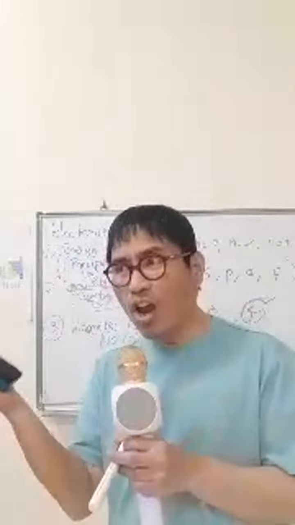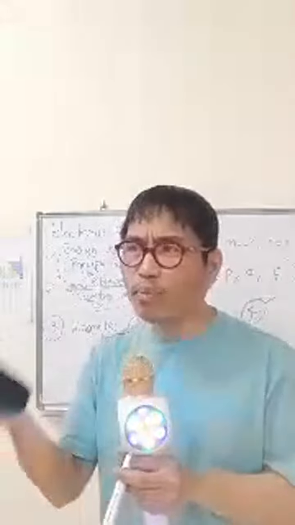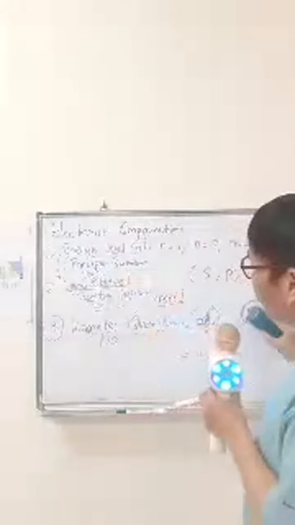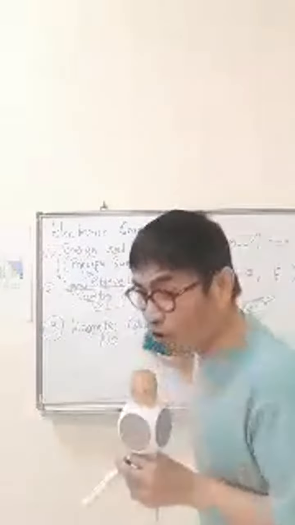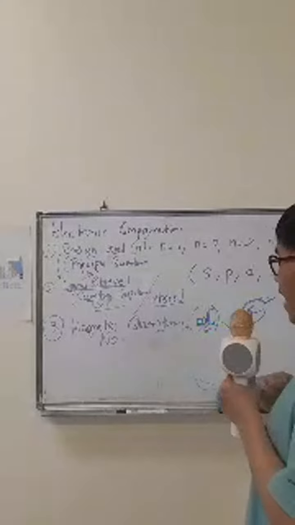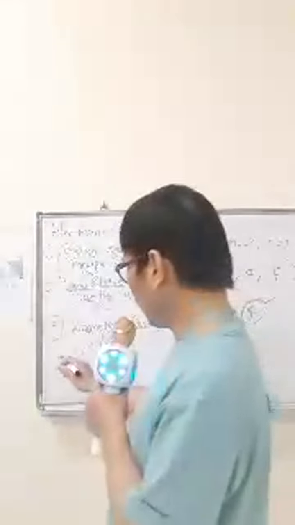Nasa siya sa 0, nasa siya sa 2. So your ML will be 2. Kung nasa siya sa 1, your ML will be 1. Something like that. Later I will give you an example also to understand further. Okay? Like that. And now we go to the azimuthal quantum number.